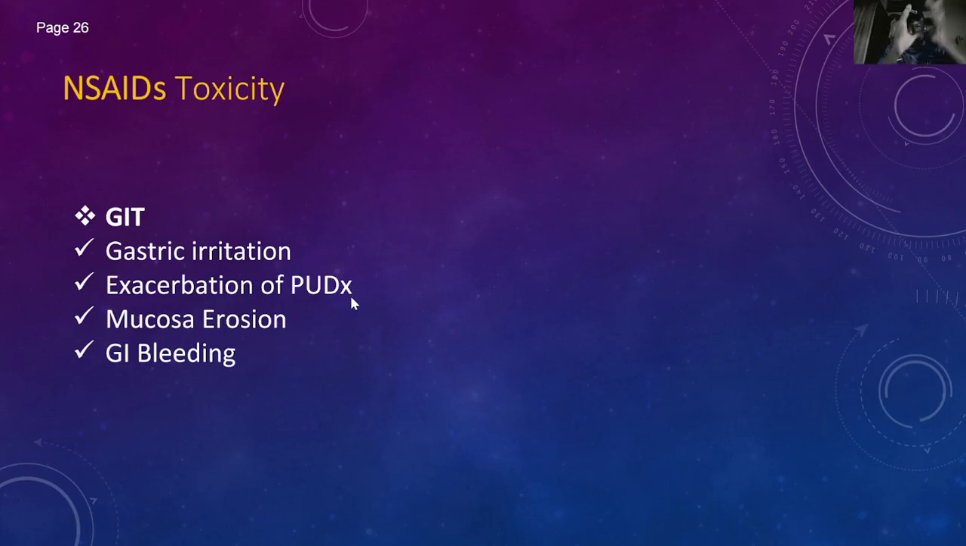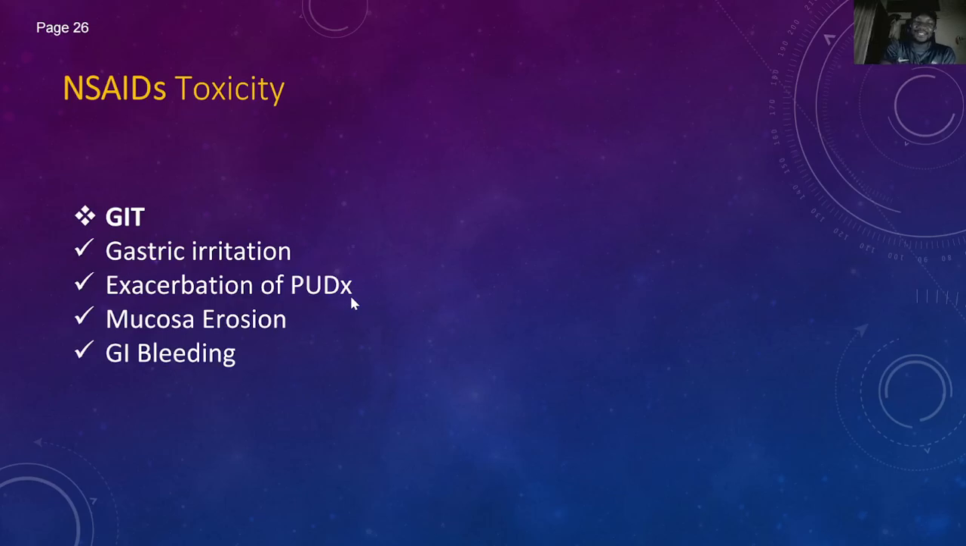During your history, you ask, do you have any chronic condition, such as ulcer? If the patient says yes, you understand. If they tell you they have peptic ulcer disease, you should know that you are not supposed to give a non-selective COX inhibitor. So important.